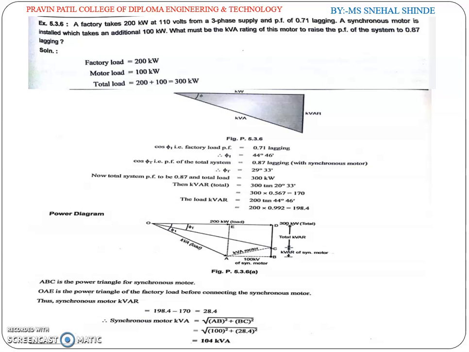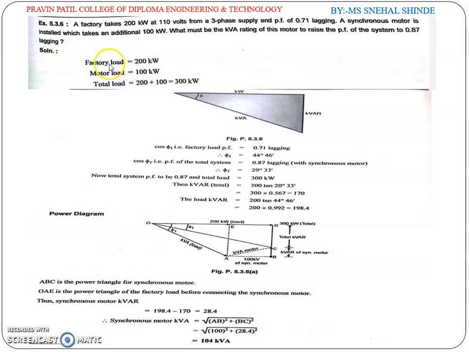So a factory takes 200 kilowatt at 1100 volt from a three-phase supply and a power factor of 0.71 lagging. A synchronous motor is installed which takes an additional 100 kilowatt. What must be the kVA rating of this motor to raise the power factor of the system to 0.87 lagging?